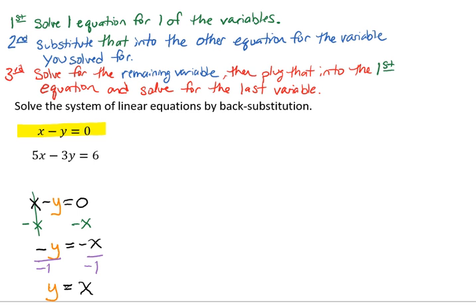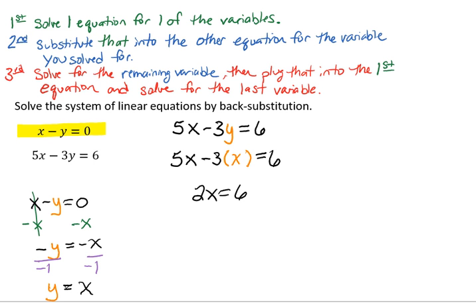So now I want to take my y equals x and plug that into my equation. So I have 5x minus 3y equals 6. So I'm using the second equation now. And I solved for y and I got x. So I'm going to replace the y with the x. So now I have 5x minus 3x equals 6, which is really just 2x equals 6.